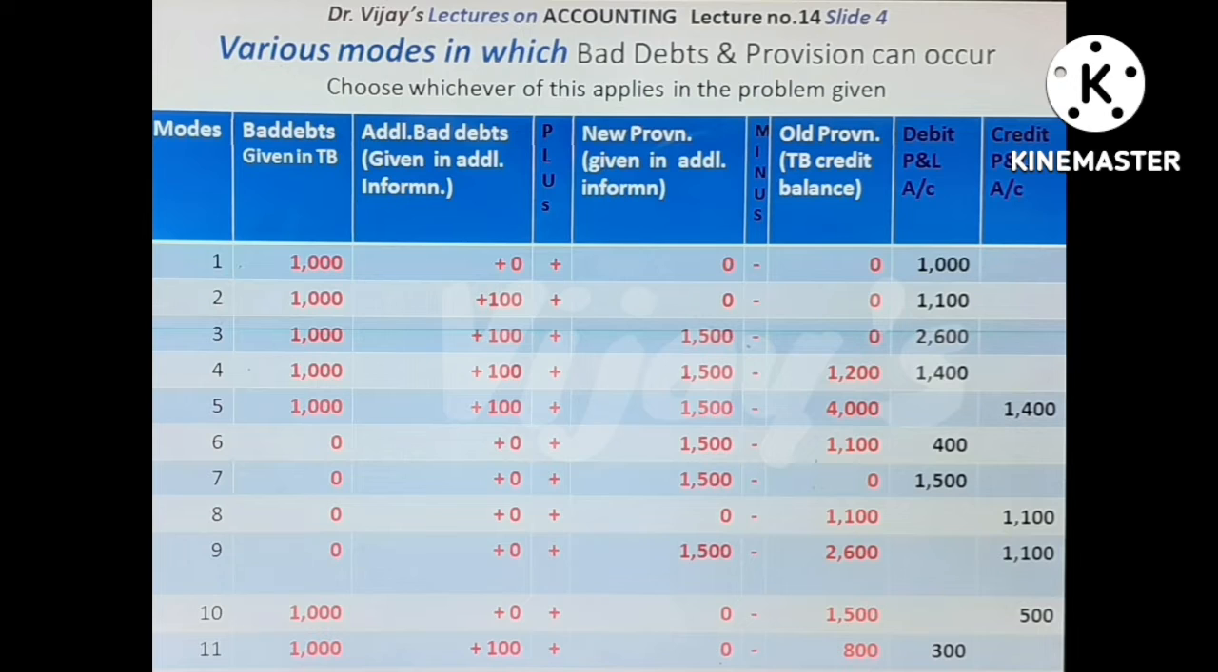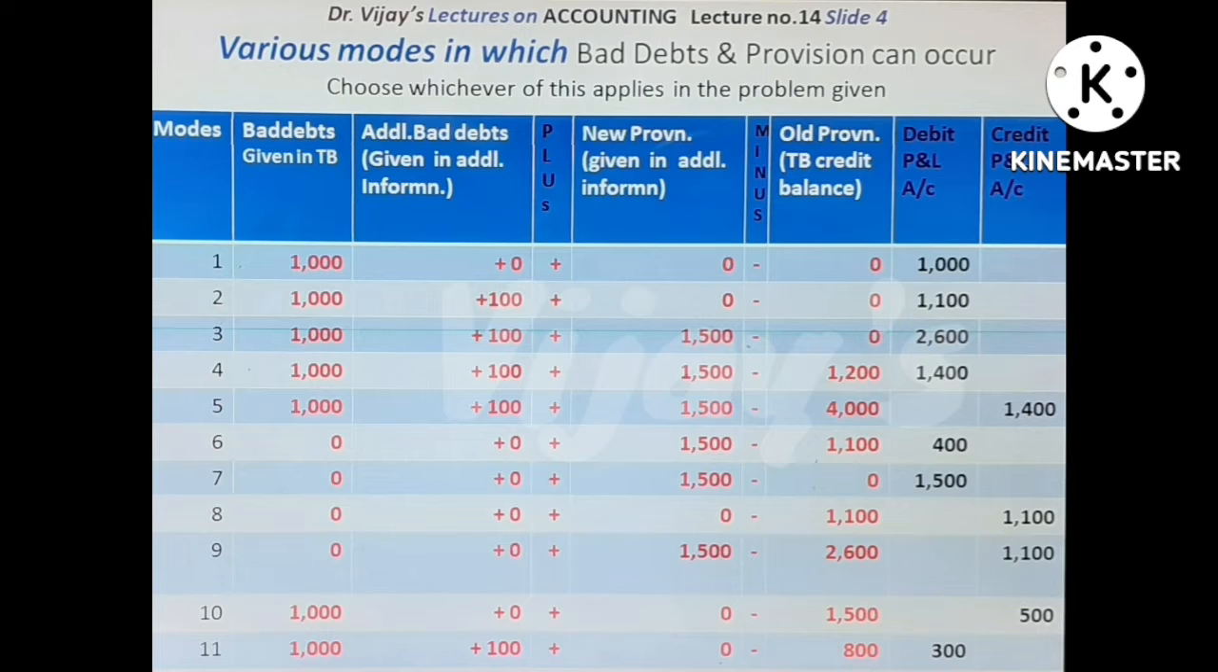That means bad debts which is already written off, already transferred from personal account of the debtor to bad debts account. So it appears in trial balance. And now additional bad debts is the third column, that is given as additional information. It has become irrecoverable but not written off so far. So it is still to be transferred from the personal account of debtor to bad debts account.